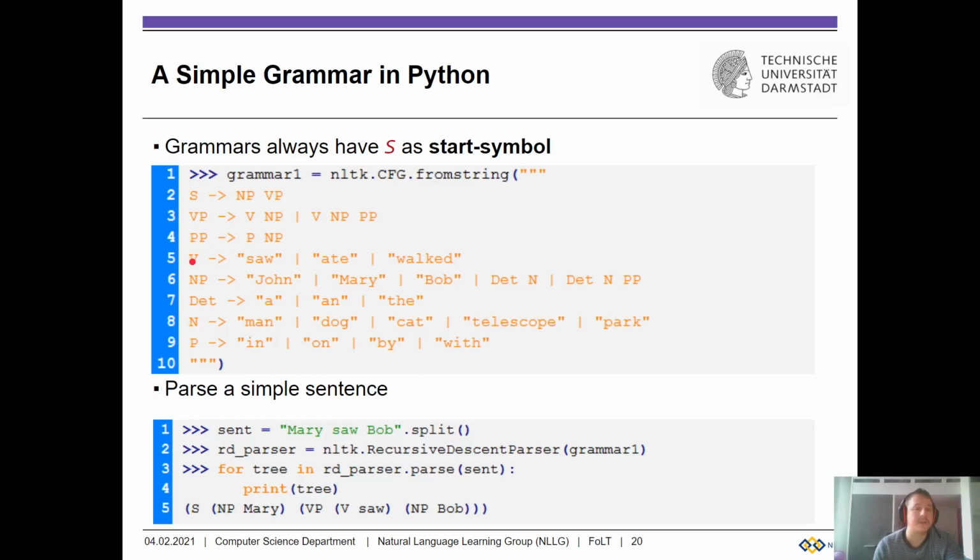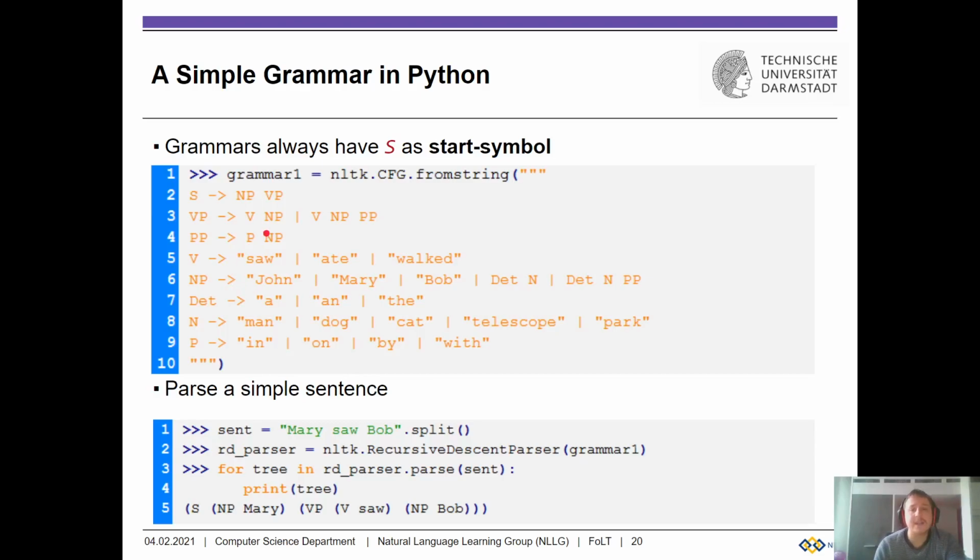So, for example, a verb can be saw, ate, walked. A noun can be man, dog, cat, telescope, park, etc. And a preposition could be in, on, by, and with. So this is a simple grammar that you can come up with. So you could say, well, that's basically how my simple English behaves.